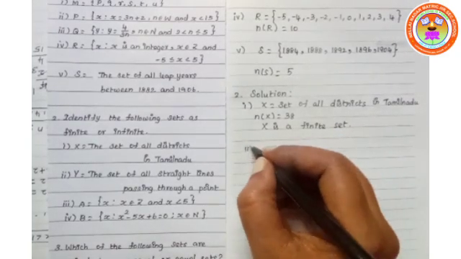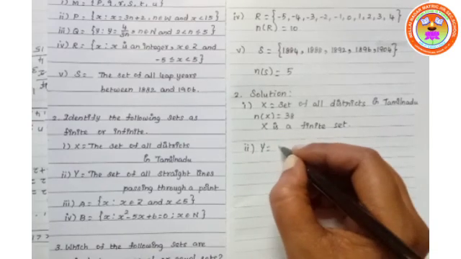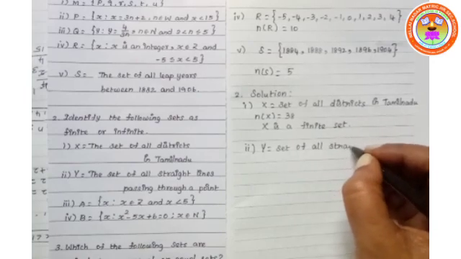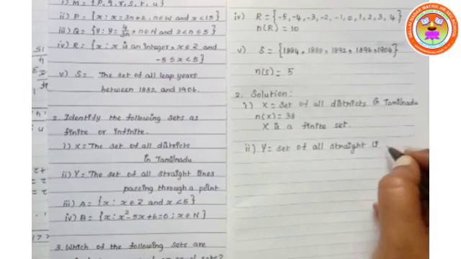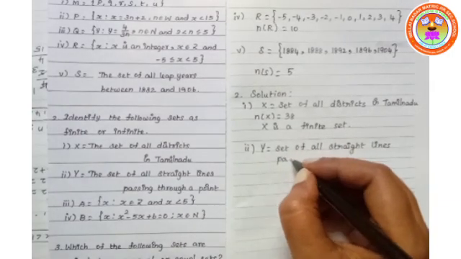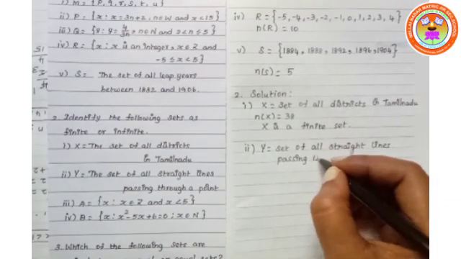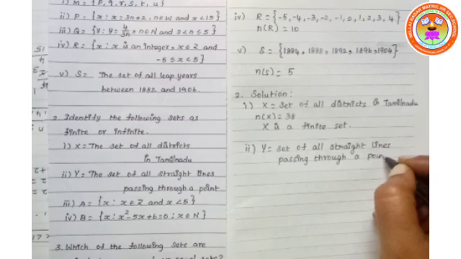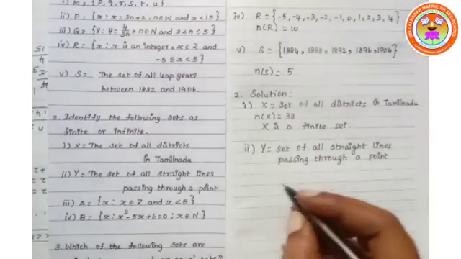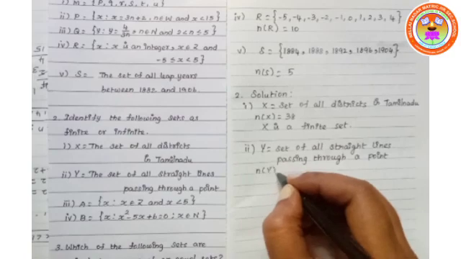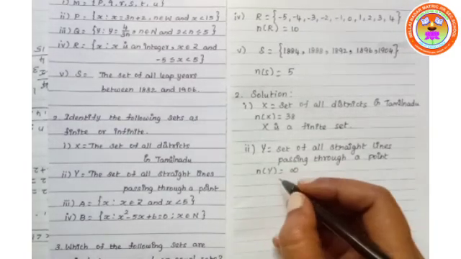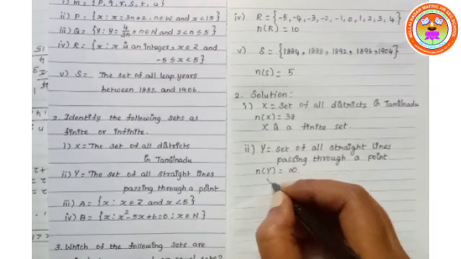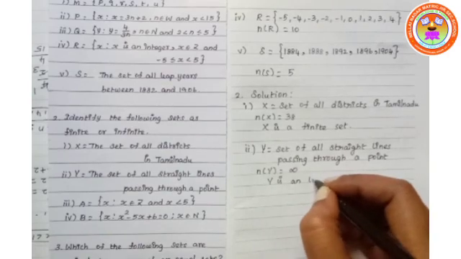Next, second subdivision: Y is equal to the set of all straight lines passing through a point. As you know, we can draw an infinite number of lines through a point. So n(Y) is equal to infinity. Therefore, Y is an infinite set.